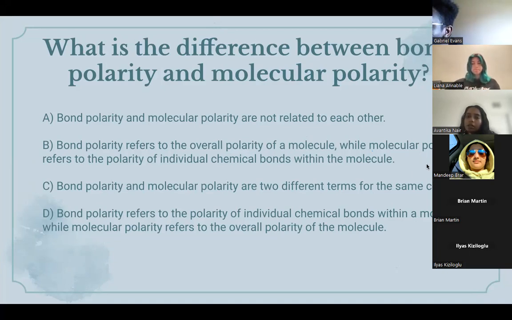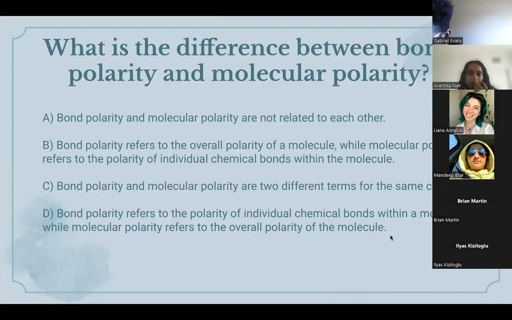Okay. So bond polarity versus molecular polarity. So molecular polarity, I'm trying to think of an example where I could show you the difference, but I can't think of one off the top of my head. The answer is D. Wait, Gabe or Liana, can you guys think of an example?